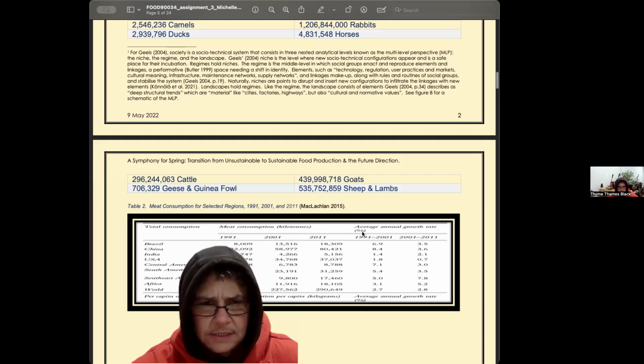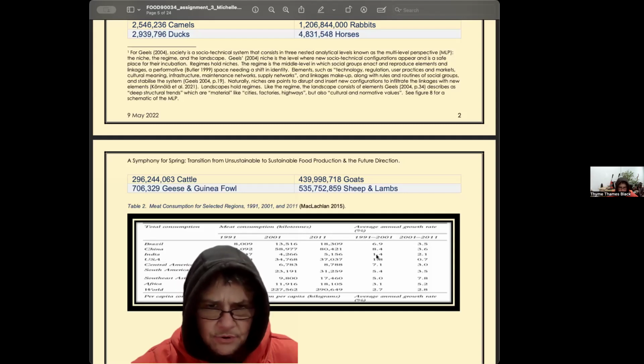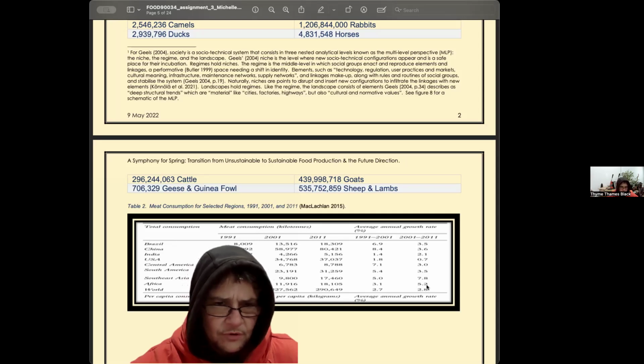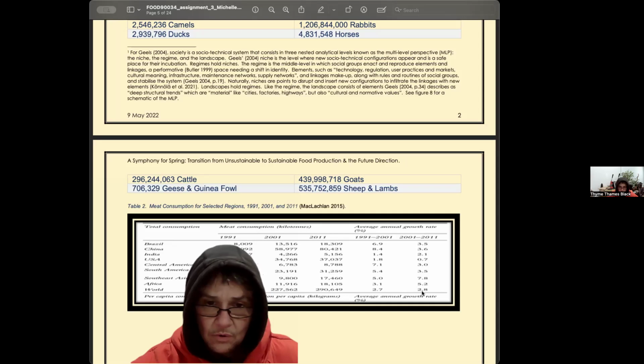Average annual growth rate, percent, 1991 to 2001 to 2011. So it's shrunk, Brazil. And China's shrunk. And India's growing. USA's shrunk. Central America's shrunk. South America has shrunk. Southeast Asia is growing. Africa is growing. And the world is growing by 0.1. Per capita consumption, meat consumption per capita per kilograms. Average annual growth rate.